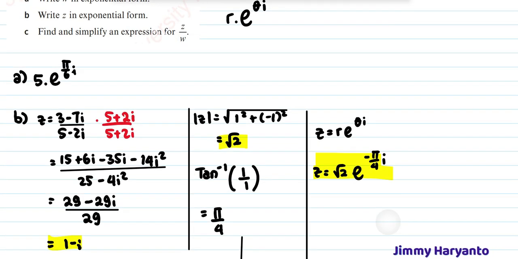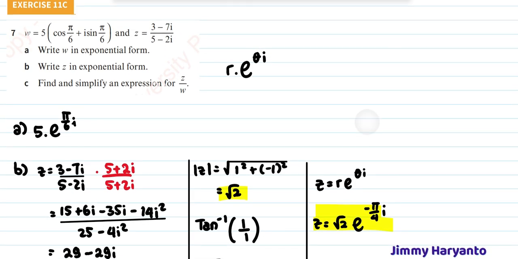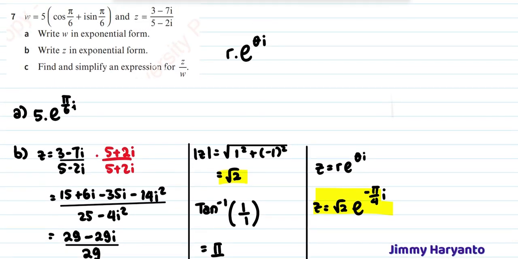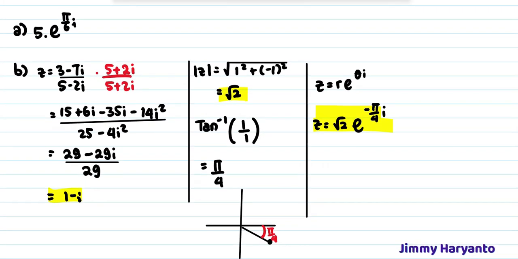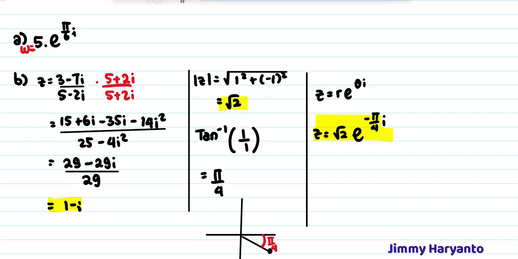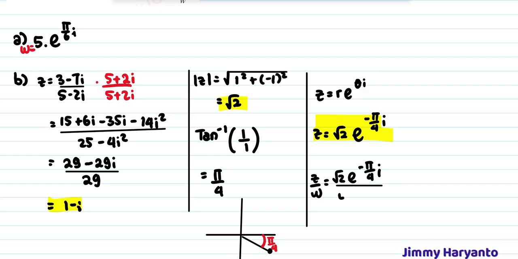Next, you have to divide z and w. Simplify. The question didn't tell you in which form, that means I will use the exponential form. Oh, actually the first one is not z, the first one is w. So z divided by w. z is this one, square root of 2 e to the power of negative pi over 4 i. This is z divided by w. Divided by w is 5 e to the power of pi over 6 i.